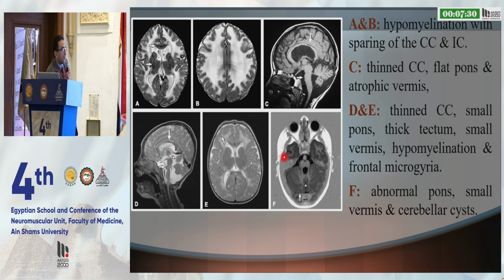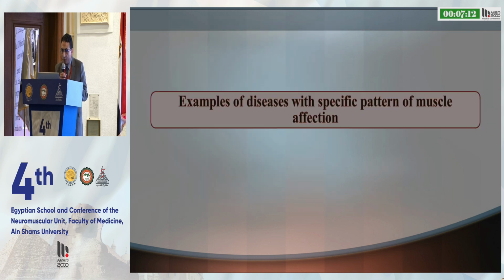In figure F, abnormal shape of the bones, and small cysts in the cerebellum, in the right cerebellar hemisphere. Different patterns, each pattern can occur in different diseases, help us to diagnose which specific disease that is. I will give only 2 examples of different specific patterns in specific diseases.